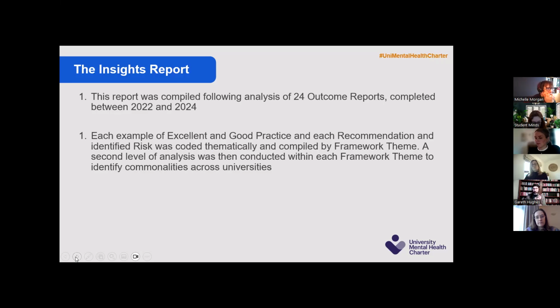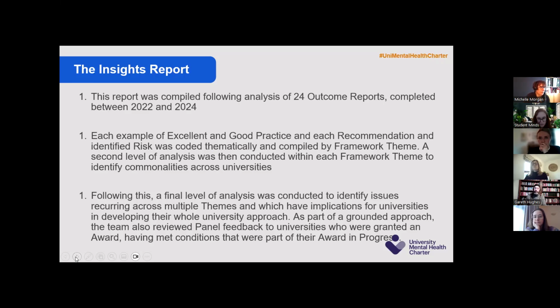We did a narrative analysis of all of the excellent and good practice, every recommendation, and every risk that was identified. And we coded all of that thematically. We compiled it by framework theme. And then we did a second level analysis overall to identify commonalities across universities. And then we pulled all of that together to try and identify, well, what are the common themes that we're seeing?